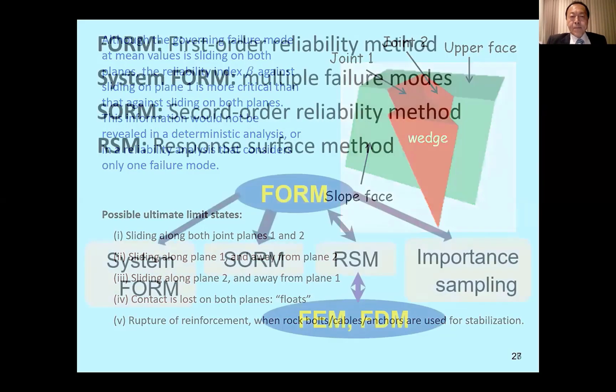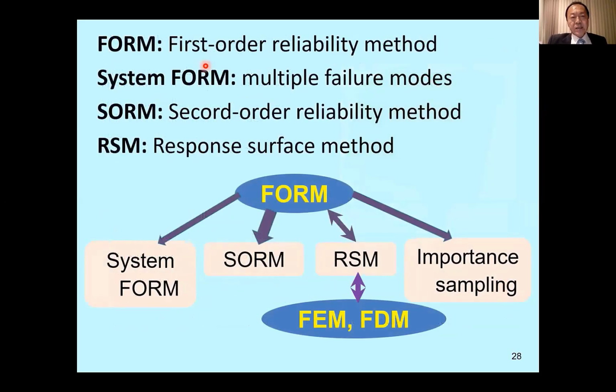Coming to the end soon, FORM stands for the first order reliability method. Anyway, system FORM for multiple failure modes, SORM, second order reliability method, and then you have a response surface method. FORM can be extended into system FORM, SORM, response surface method to analyze with finite element method and finite difference method, and also importance sampling at the design point.